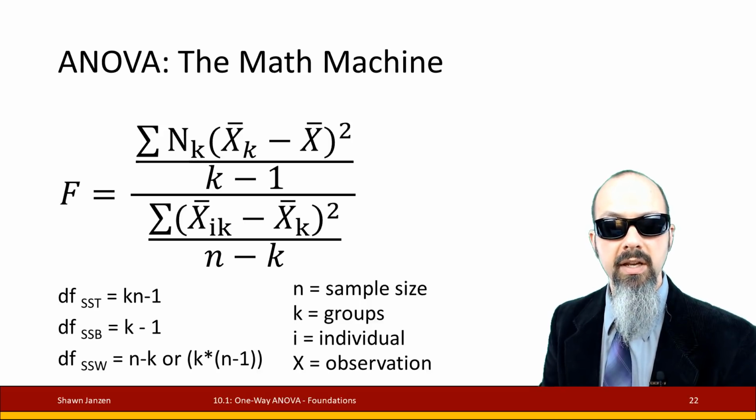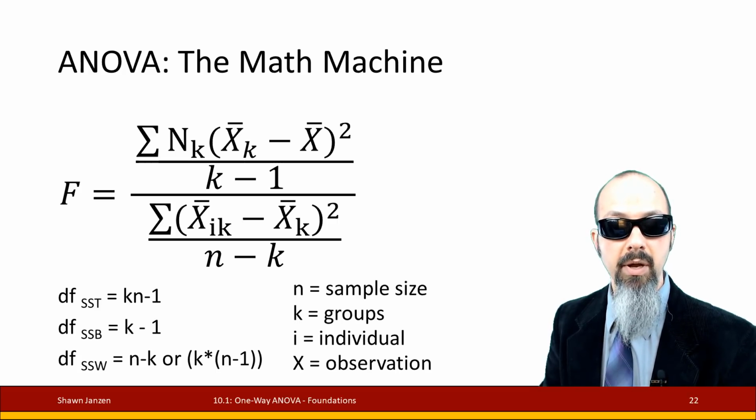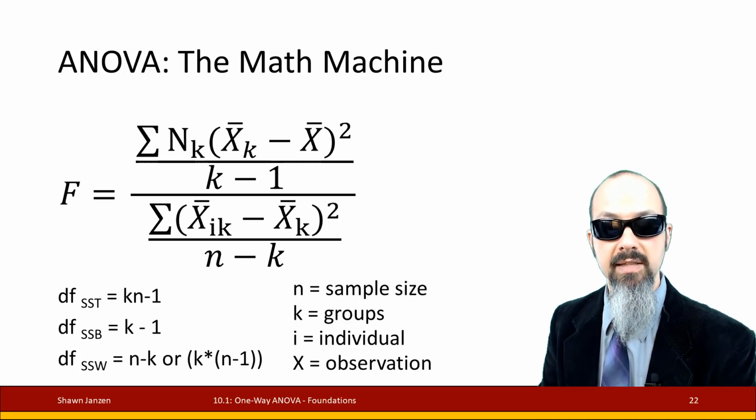So looking under the hood at the math machine, this may look a little frightening to you at first. This is the F statistic for the ANOVA, and there's a lot going on here. There's a lot of moving parts. But what we can do is take it off in bite-sized chunks and pieces to get this thing calculated.